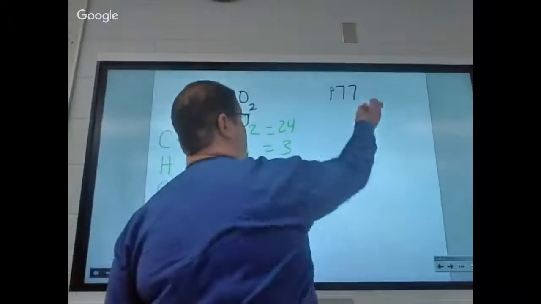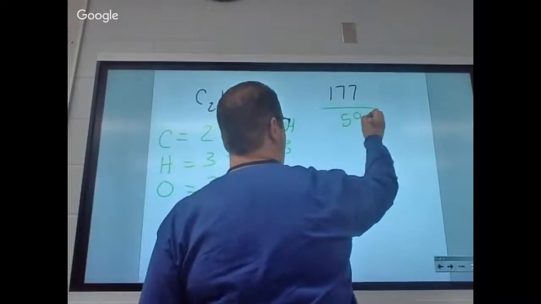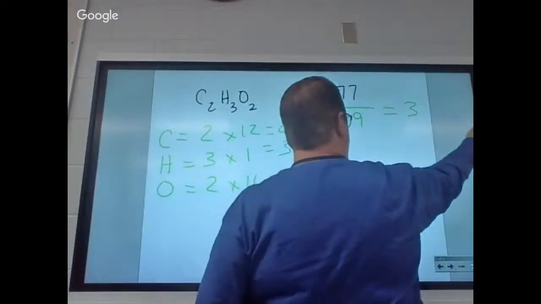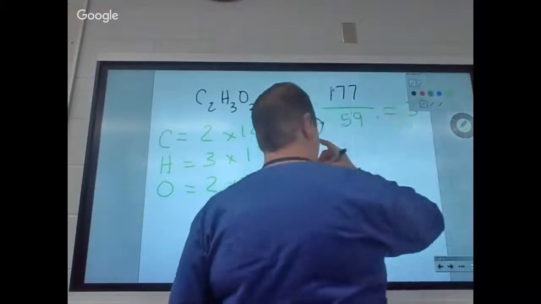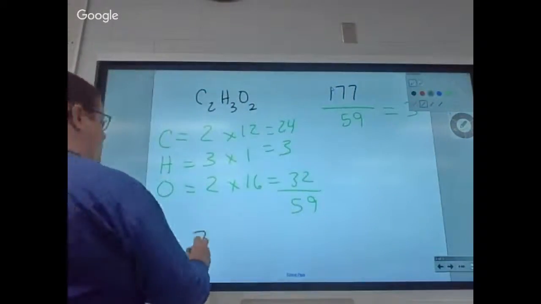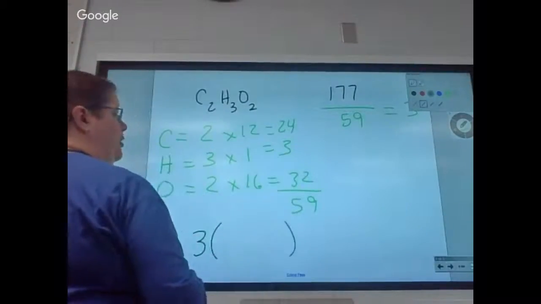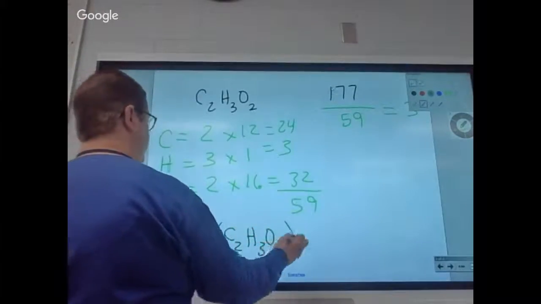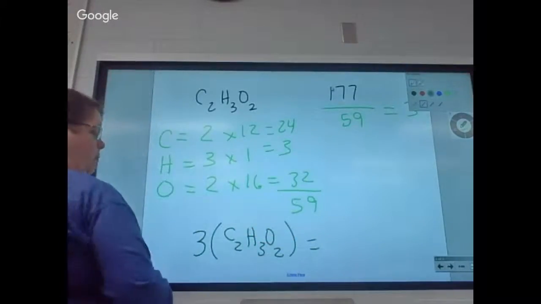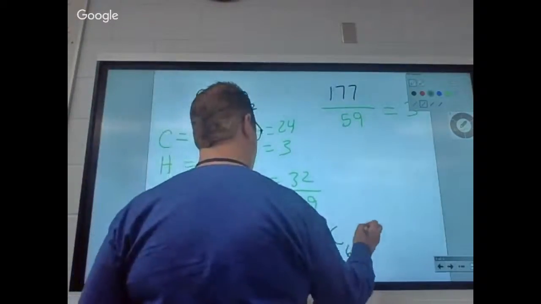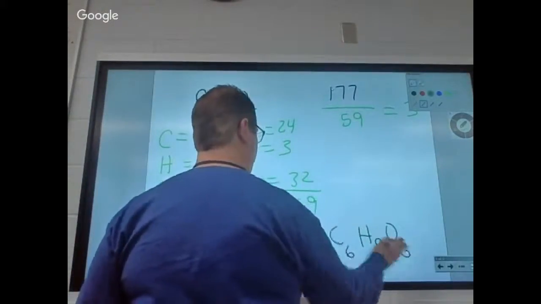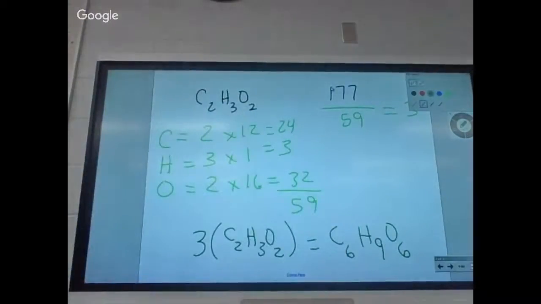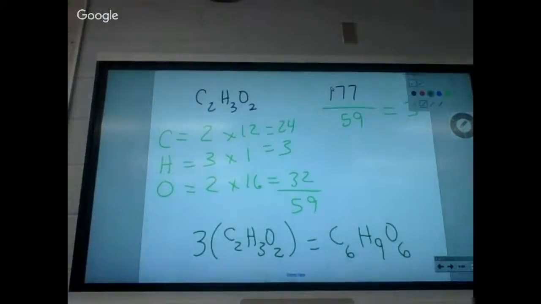All right, so 177 divided by 59 gives you what? 3. Now, that tells us the formula was reduced by 3. So we're going to take 3 and multiply it through the original formula. So C2H3O2 gives us what formula? C6H9O6. That's the answer. That's the molecular formula. Questions?